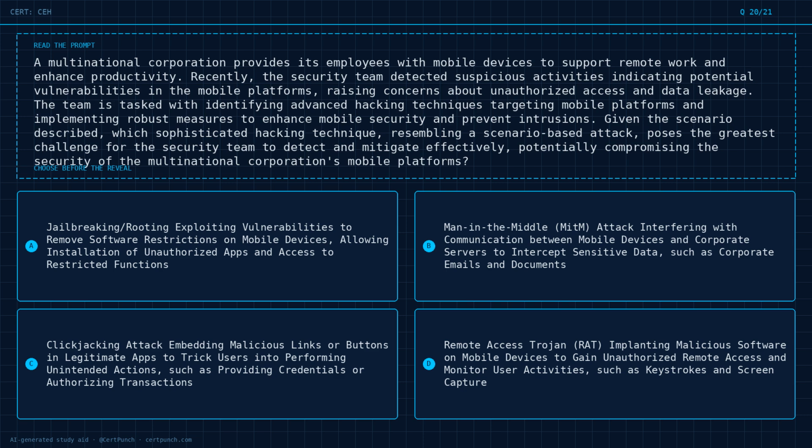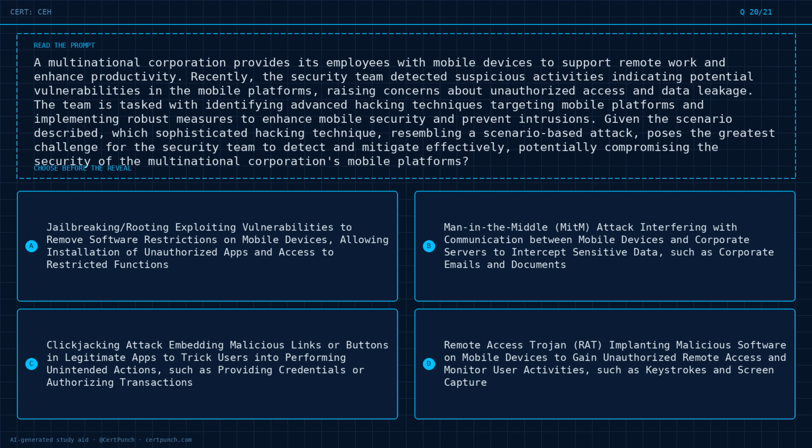Question 20 of 21. A multinational corporation provides its employees with mobile devices to support remote work and enhance productivity. Recently, the security team detected suspicious activities indicating potential vulnerabilities in the mobile platforms, raising concerns about unauthorized access and data leakage. The team is tasked with identifying advanced hacking techniques targeting mobile platforms and implementing robust measures to enhance mobile security and prevent intrusions. Given the scenario described, which sophisticated hacking technique, resembling a scenario-based attack, poses the greatest challenge for the security team to detect and mitigate effectively, potentially compromising the security of the multinational corporation's mobile platforms?